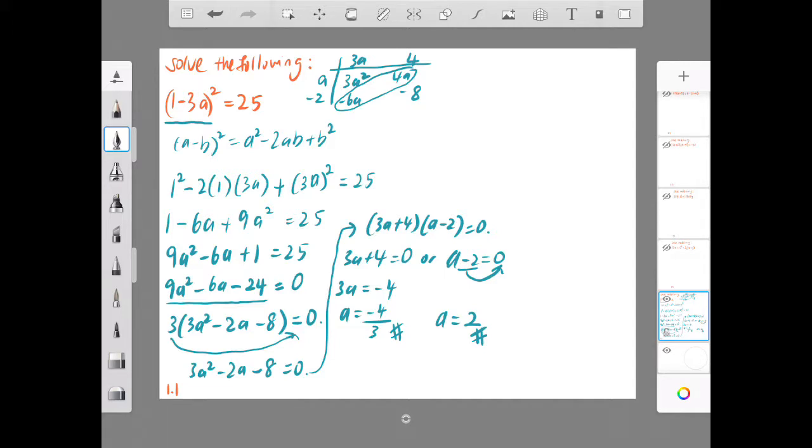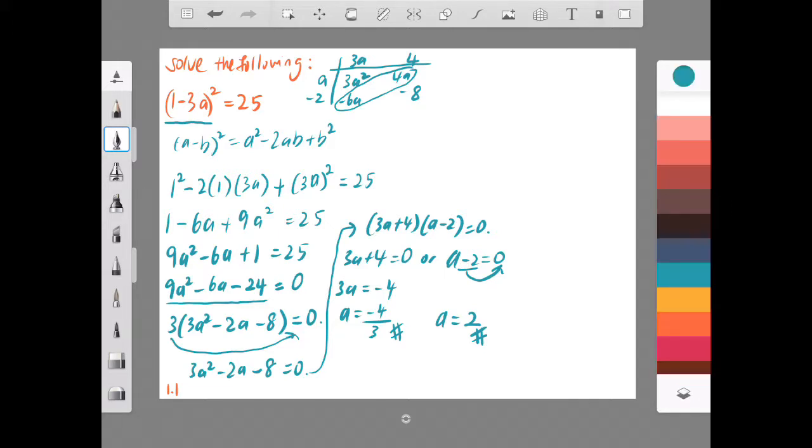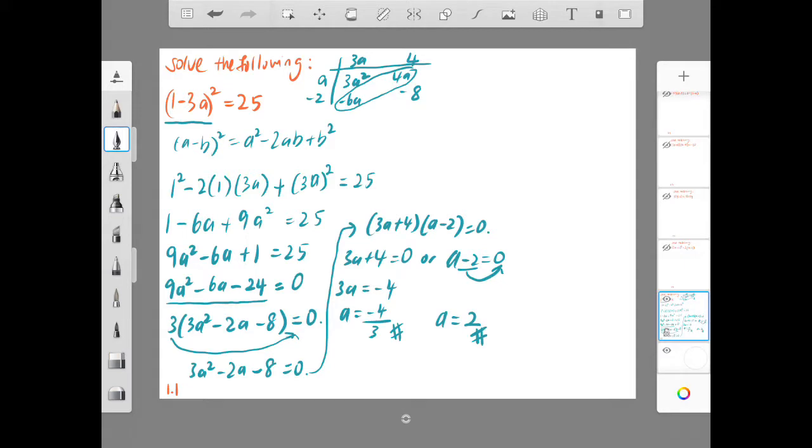Alright, so now I'm going to show you the second method, in which I'm going to make use of another special algebraic identity, which is a square minus b square equals (a plus b)(a minus b). So look at this equation again. I can represent 25 as 5 square. So (1 minus 3a) square equals 5 square.